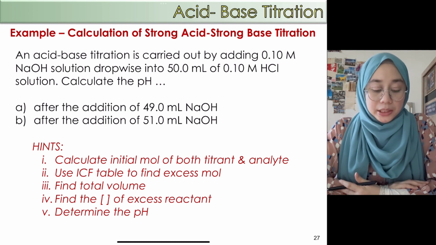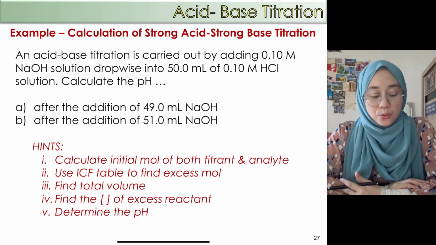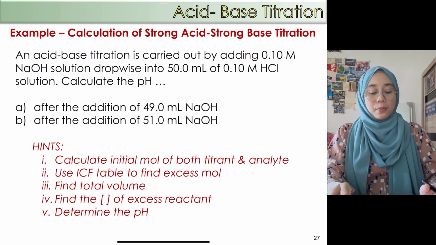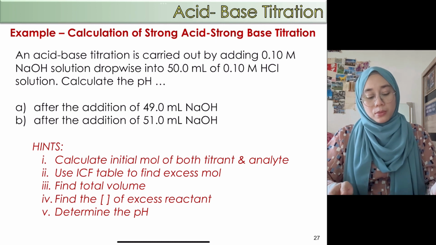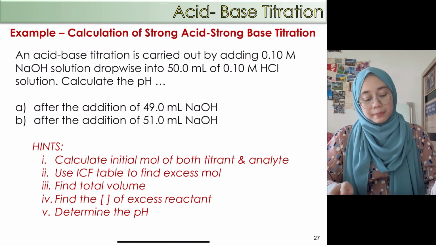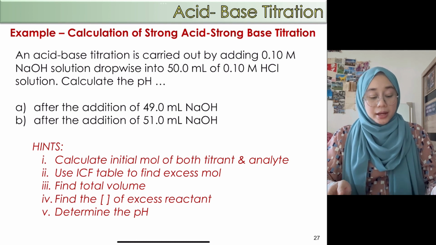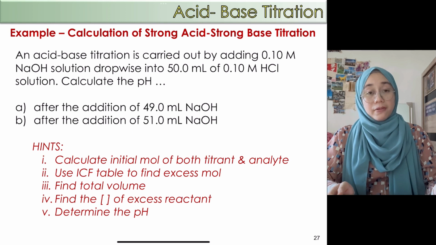So acid-base titration is carried out by adding 0.1 molar NaOH solution dropwise into 50 ml of 0.1 molar HCl solution. Calculate the pH after the addition of 49 ml of NaOH. And then the next one adalah pH lepas kita dah tambah 51 ml of NaOH.